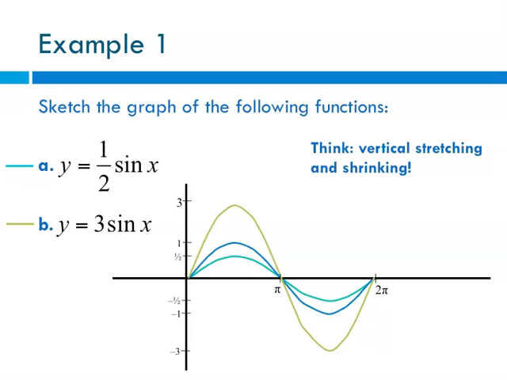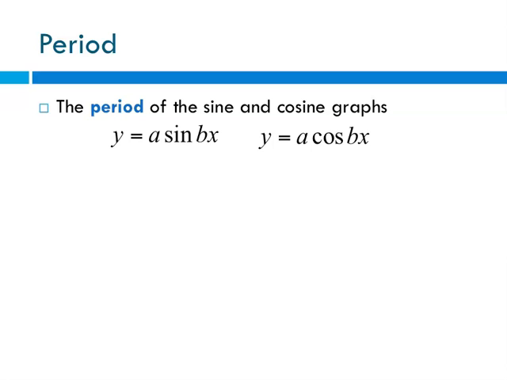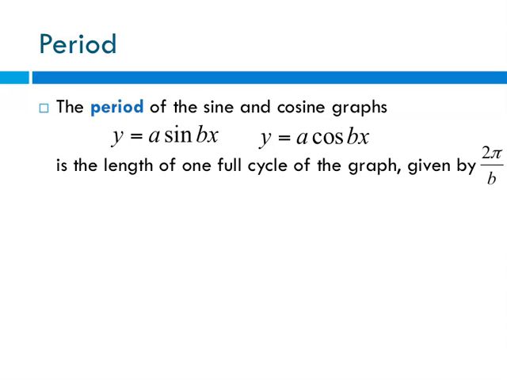All right, the next thing we're going to talk about is the period of the function. So we talked about how the period of sine and cosine is normally 2 pi, but we can change that. So the period of the sine and cosine graphs is the length of one full cycle of the graph, given by 2 pi over b.